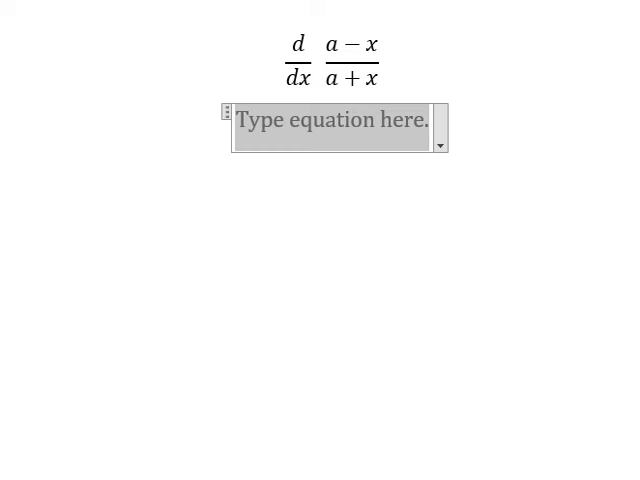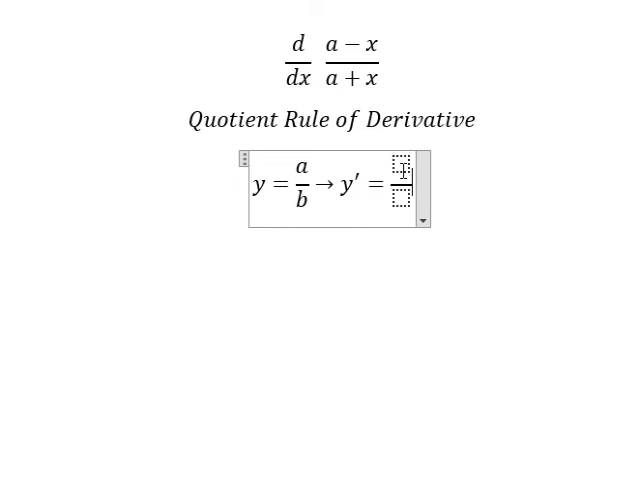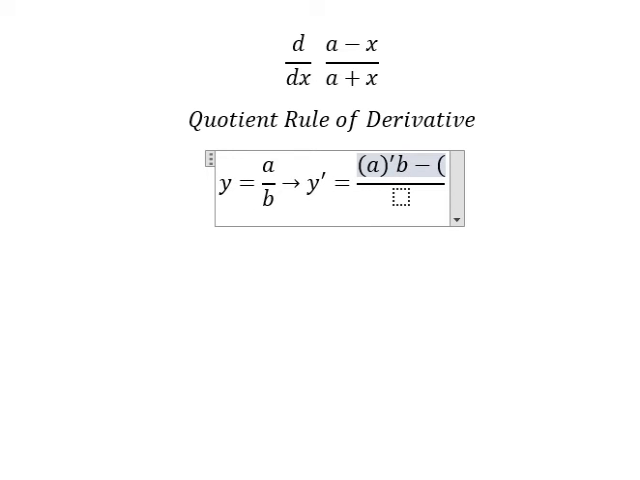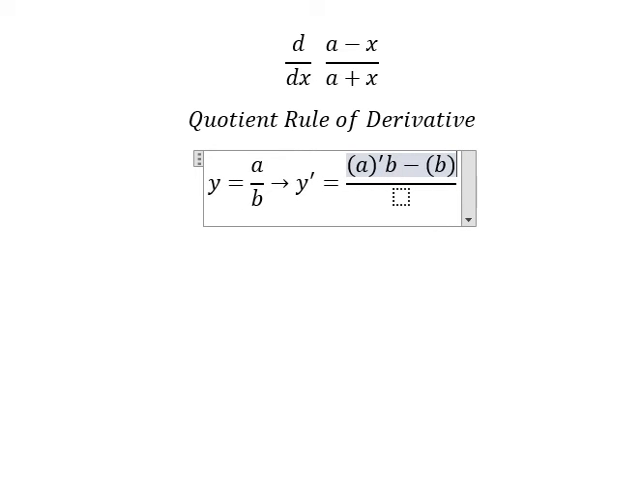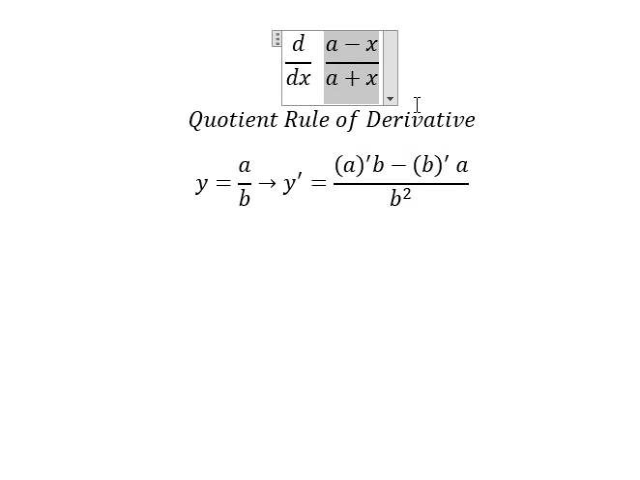We can apply the quotient rule of derivative. So if we have y equals a over b, we do the first derivative of this one. So we need to do the first derivative of a multiplied by b, minus the first derivative of b multiplied by a, over b squared. Now we can apply the formula for this one, and then we have the final answer.